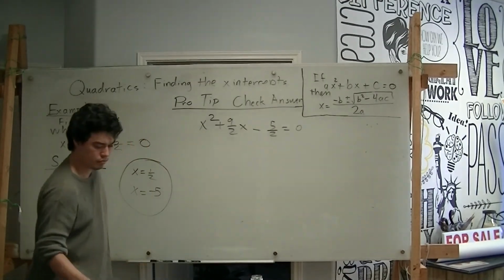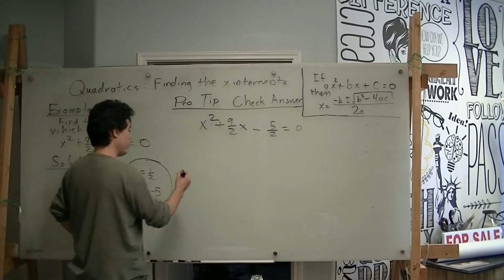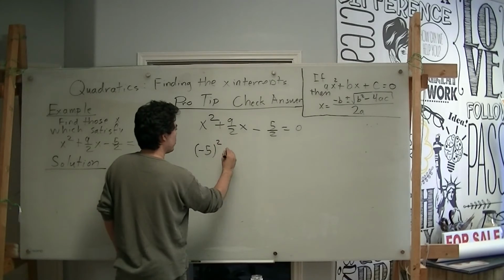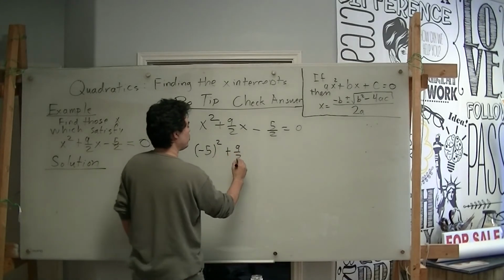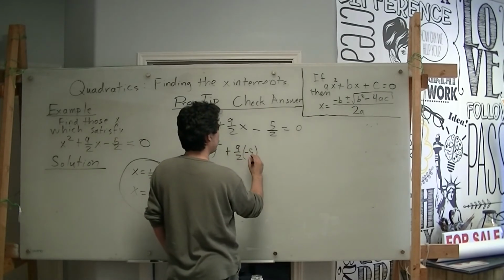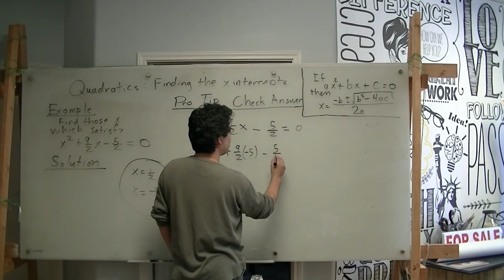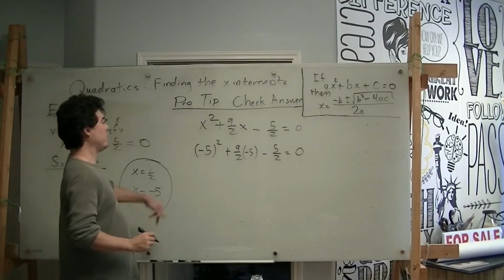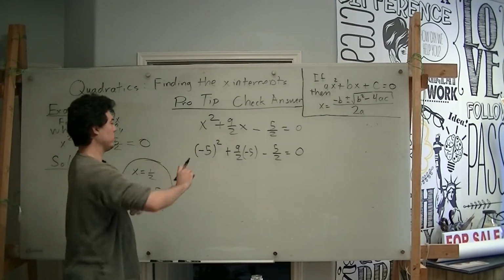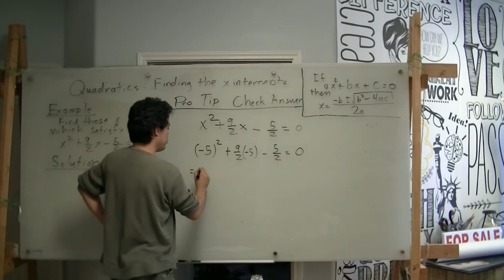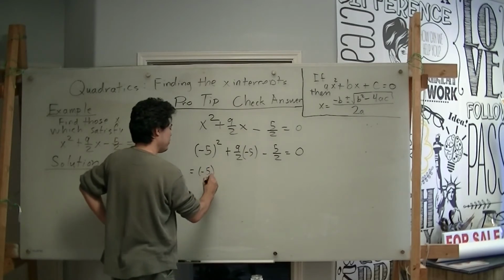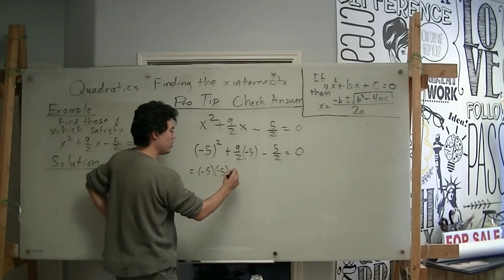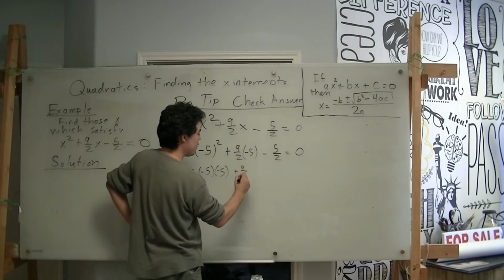Okay, there we go. So now we're going to have negative 5 squared plus 9 over 2 times negative 5 minus 5/2 equals 0. Okay, let's see. So negative 5 squared means negative 5 times negative 5. Okay? Then this part plus 9/2.